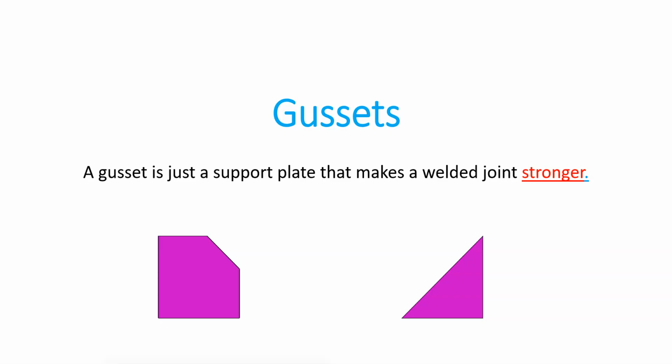So, what is Gusset? Gusset is just a support plate that makes a welded joint stronger. You can see two types of gusset on the screen. Both are used to make welded joints stronger. Now I will switch to SolidWorks and see how we can access the Gusset command in SolidWorks.